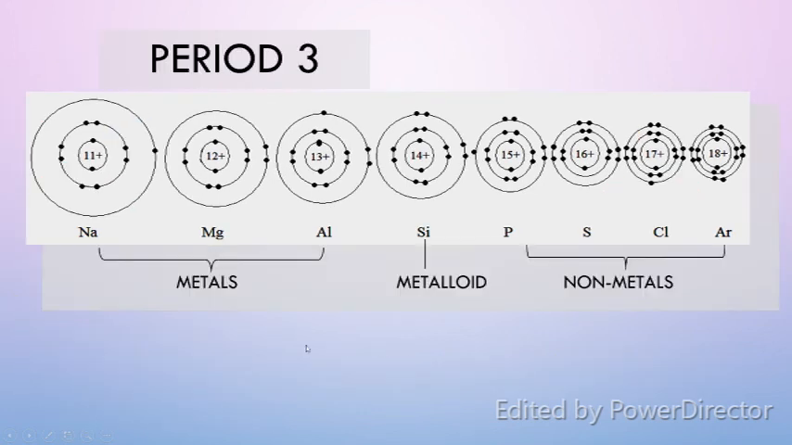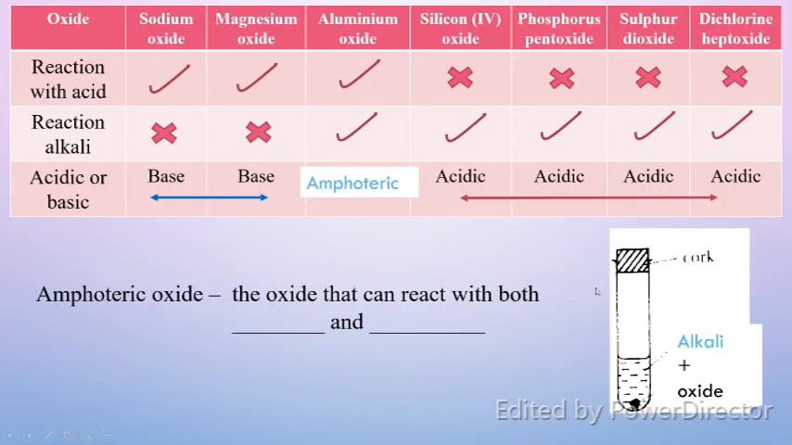Next, moving from left hand side to the right hand side, we said that sodium, magnesium, and aluminium are known as metals, and the silicon is known as metalloid. Phosphorus, sulfur, chlorine and argon are known as nonmetals. And then the last part, you have this very special name here, amphoteric oxide. Once we mention about amphoteric oxide, it refers to the oxide that can react with both acid and alkali. And then in SPM level, we just have one amphoteric oxide, which is aluminum oxide.